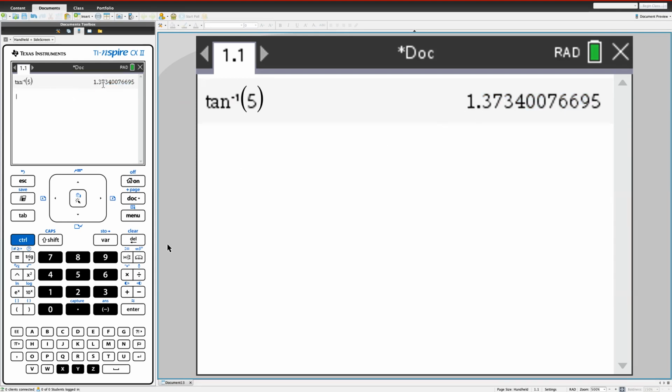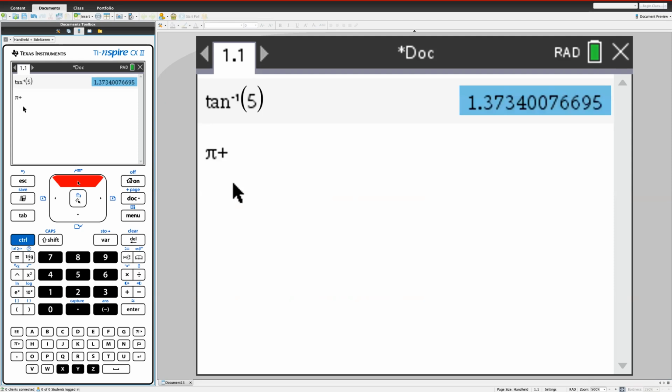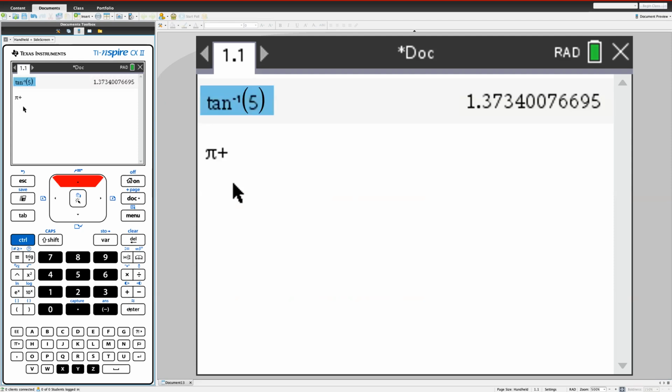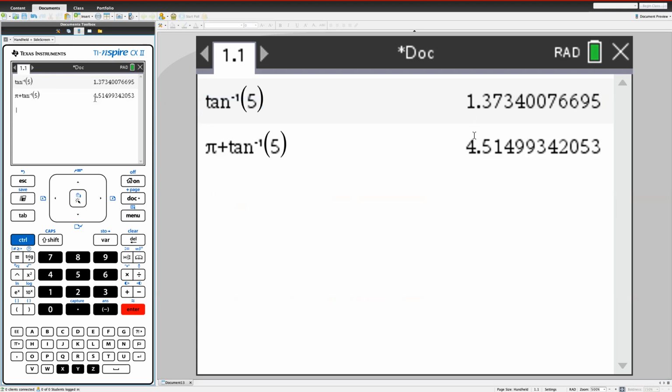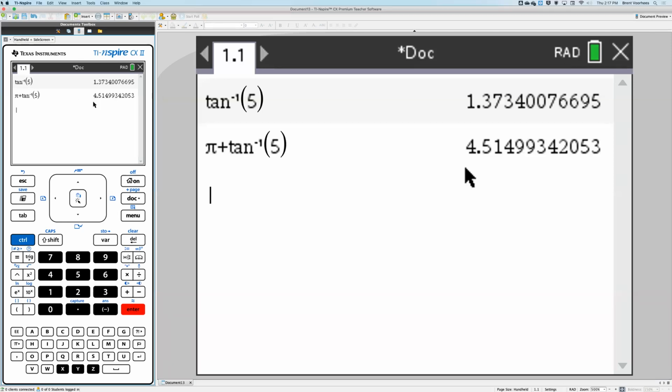The way you'll get the other one with tangents is always really easy. You just add a pi to it. So I want to press the pi button, and I will add my answer to it. I'm going to add what I typed in a second ago. That's going to be my second answer. Now, I'm going to explain this to you in the picture, but that's what I did. I typed in tangent inverse of 5, got the first. Pi plus tangent inverse 5 to get the second answer.